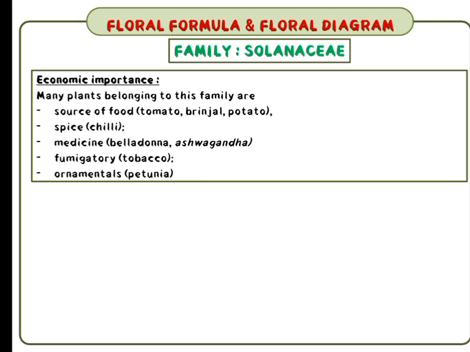Come to the economic importance of Solanaceae. It can be used as a source of food like tomato, brinjal, potato, and we can use it as a source of spices, that is chili, and medicinal properties also they are showing, and fumigatory process, that is tobacco we will use as a fumigatory. Then in case of ornamentals, that is petunia.